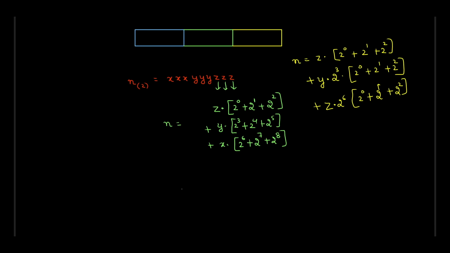Now you can see that this can be simplified even further. And what is the final simplification? You can see that n is equal to 2 to the power 0 plus 2 to the power 1 plus 2 to the power 2, into, you have z into 2 to the power 0 plus y into 2 to the power 3 plus x into 2 to the power 6.